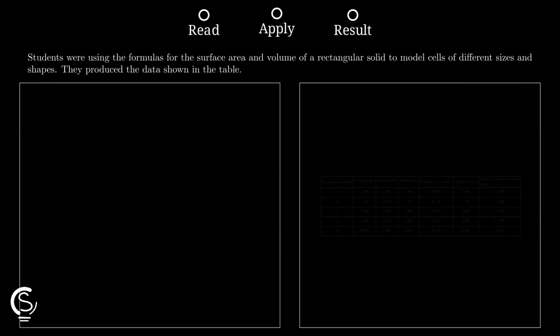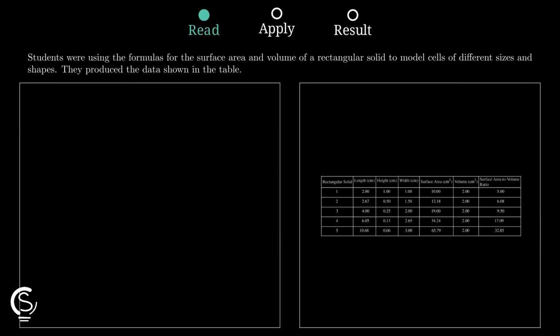B. As the dimensions of the solids change to become flatter or more elongated, e.g. as height decreases while volume remains constant, the SAV ratio increases.